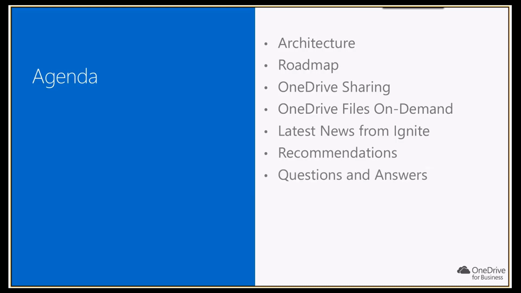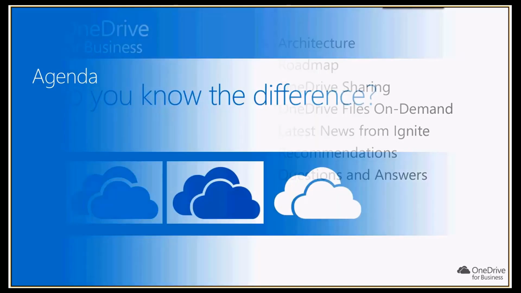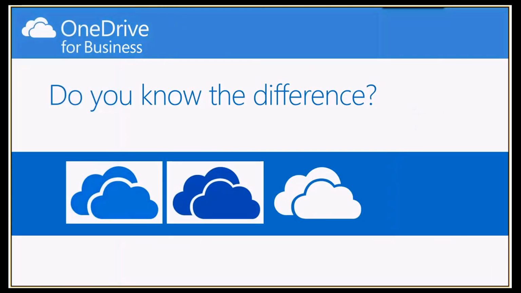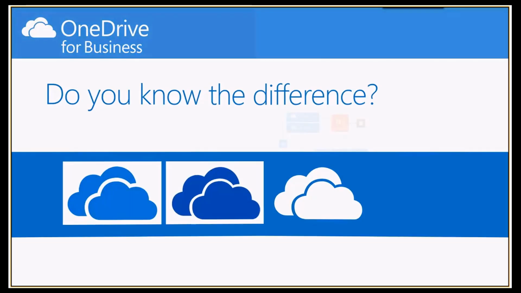The first question is, do you know the difference of the three symbols you have in the notification area? The white one is OneDrive Personal, but the blue ones are different. If you look, yes, they are different. The darker one is now Groove, that's the old client, and the whiter blue is the next generation Sync client. But you have to look at the architecture.